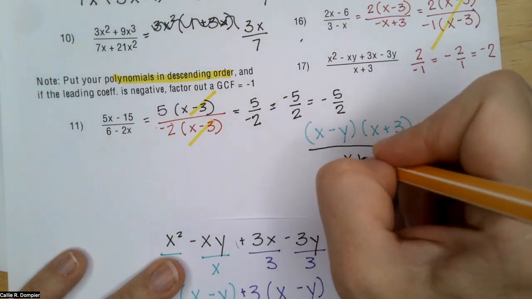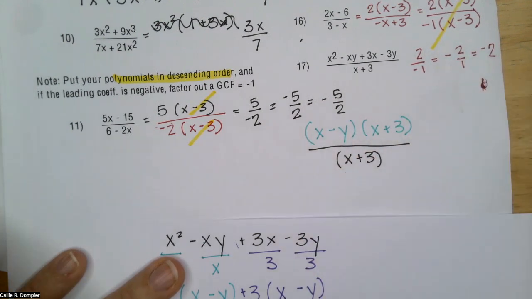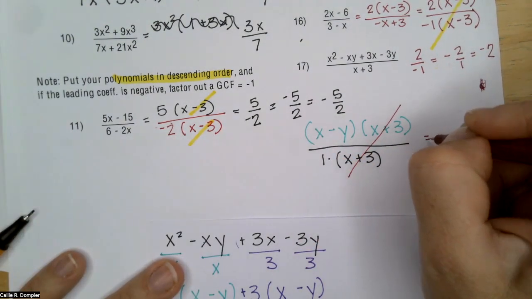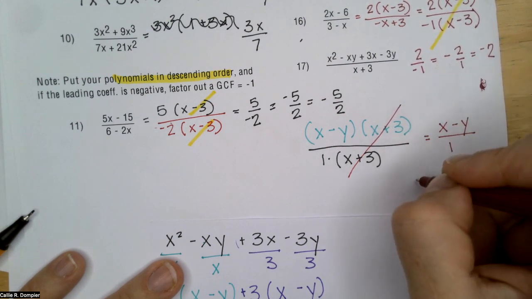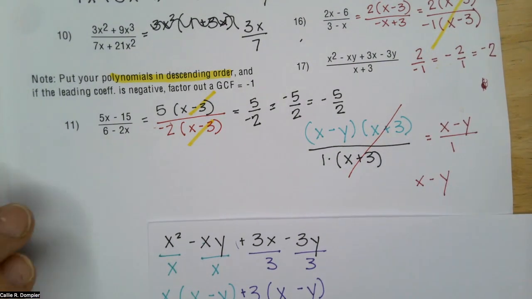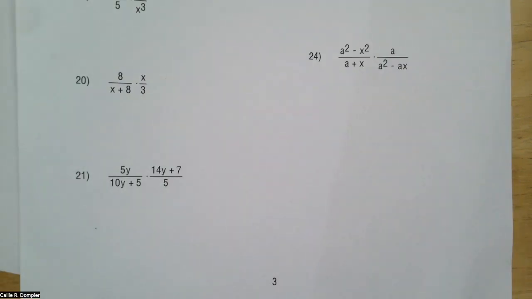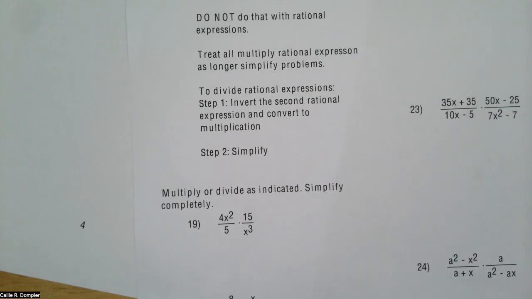We can't really factor x plus 3. You can put parentheses around it, times 1, just to show that it's a factor, to remind yourself that it's a factor. So we have x minus y over 1, which is just x minus y for 17. Good. All right, you're doing great. We just have 1, 2, 3, 4, 5, 6, 7 more, and then we'll divide.